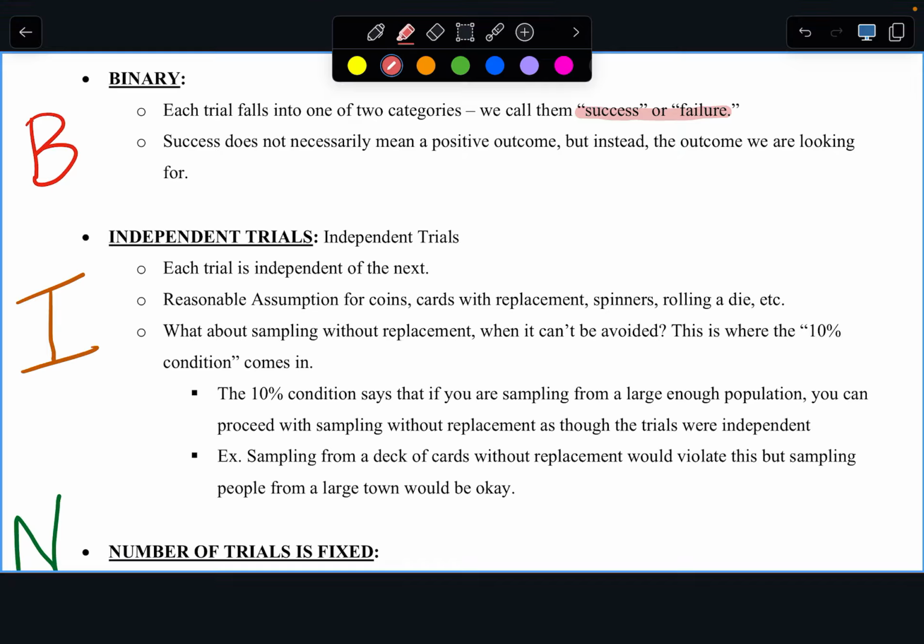Now, in the I part, for independent, each trial has to be independent of the next. A lot of things, it's fair to assume independence. Things like a pair of dice, cards, a spinner, a coin. Flipping a heads isn't going to change the probability of getting a tails the next time. So things like that are inherently independent.